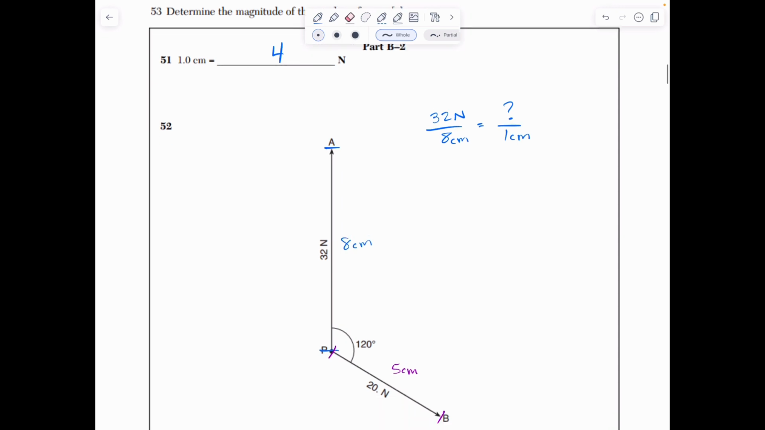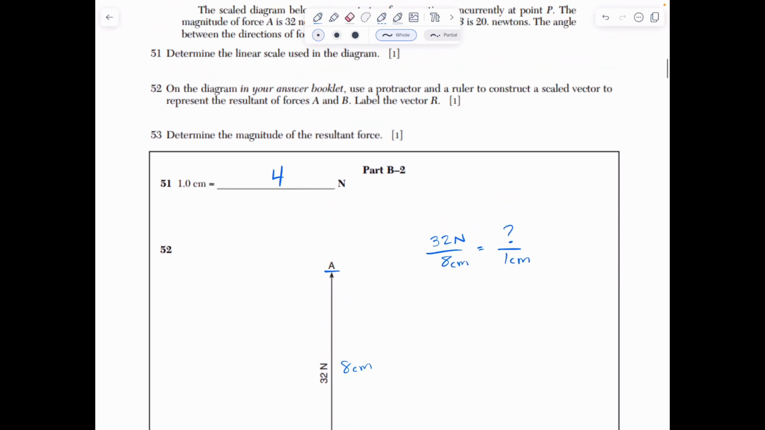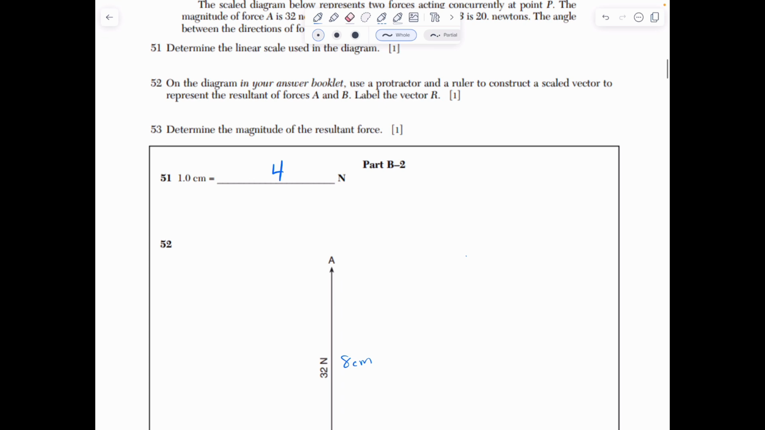Let me get rid of some of this so that we can do 52. And it says, on the diagram in your answer booklet, use a protractor and a ruler to construct a scaled vector to represent the resultant of forces A and B. Label the vector R. Okay, so let's go into that.